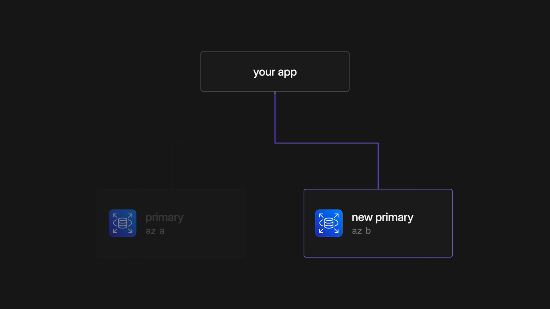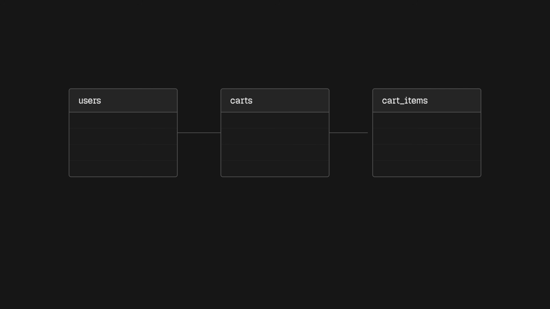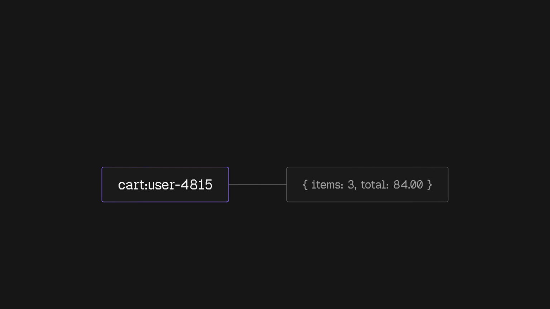Your app reconnects, resolves the same name, and lands on the new primary. The whole switch usually takes between 60 and 120 seconds. Some data does not fit a relational database well, for example, a shopping cart that gets read on every page load. For that, we use DynamoDB, a key value database.